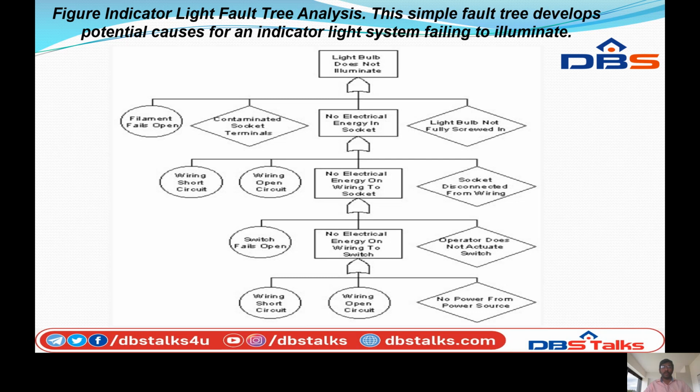So next, no electrical energy in the socket. The next step is that there is no electrical supply in the socket. So this is the third step. We can identify the problem: the bulb is not blowing. Next, finally, the last one, we can check the light bulb not fully screwed in. So the bulb is not properly inserted in the socket. So these are the steps involved in identifying the problem of the light bulb not blowing.